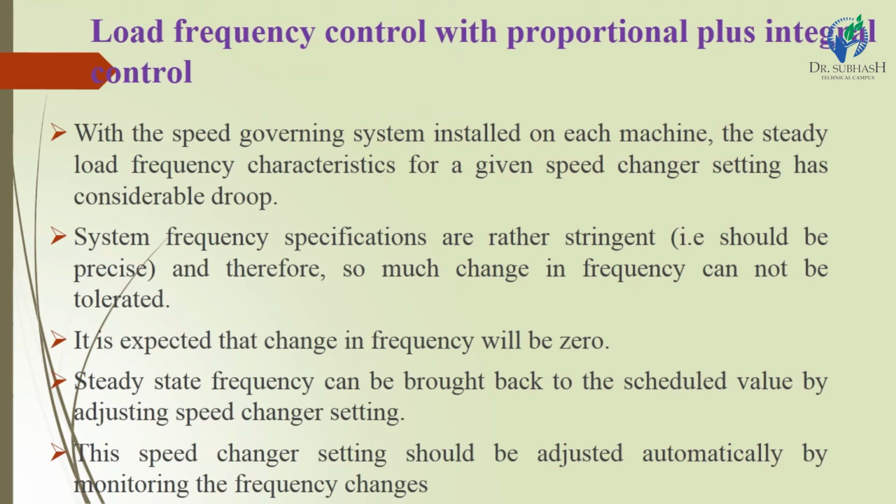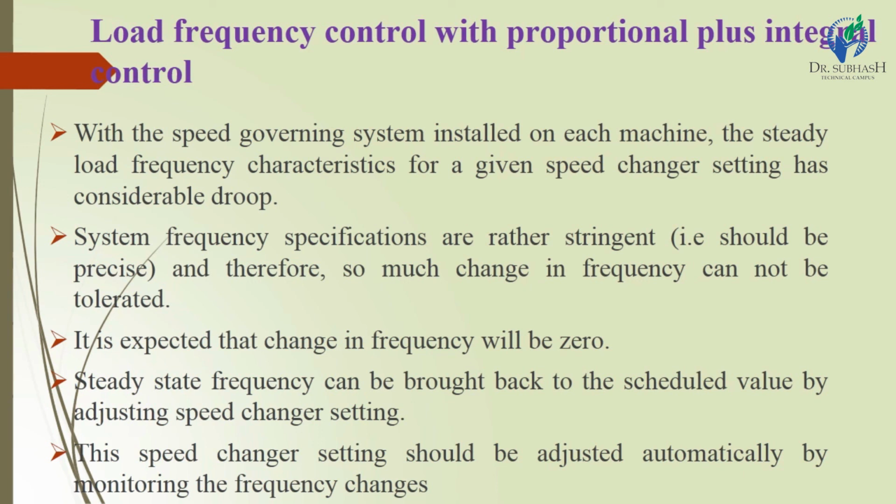Now we start to discuss the topic of load frequency control with proportional plus integral control. The speed governing system is connected to each machine for stability. The steady state load frequency characteristic for the given speed changer value has a considerable drop. Here the frequency has a nominal value which is controlled by the speed changer value. The signal from delta f is given to the integral controller as in the previous figure. The system changes with proportional plus integral control, which gives zero steady state error.